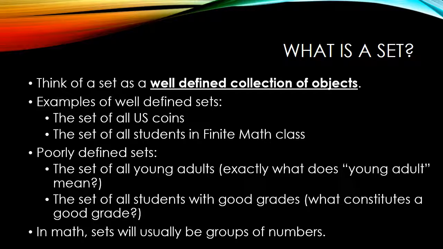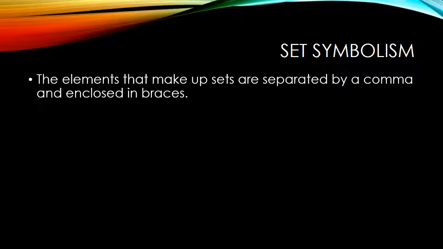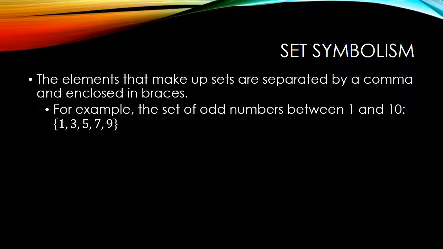In math, we're usually going to have sets that are groups of numbers. The elements that make up sets are separated by a comma and they're enclosed in braces. And braces are like the little squiggly bracket things. For example, the set of odd numbers between 1 and 10 would look like this.